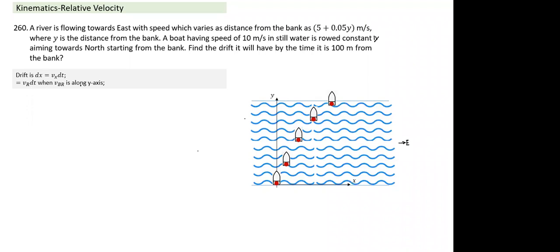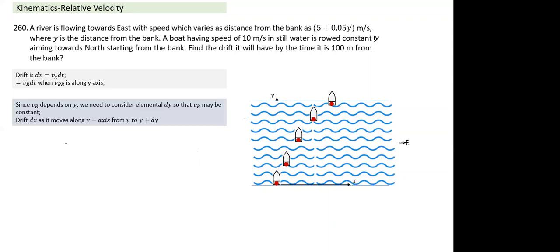This is true only when VBR is along the y-axis and has no x component. That's what the drift is in a small time interval. Why am I taking a small time interval? Because VR is not constant. That's why you write it like this. Otherwise, if VR is constant, straight away you can write VR into delta t. Since VR depends on y, we need to consider a small element dy so that VR may be taken as constant. The river velocity is a function of y. So at different positions of y, when the boat is here, it will have a different Vx, and here it will have a different Vx. So the y coordinate is changing.